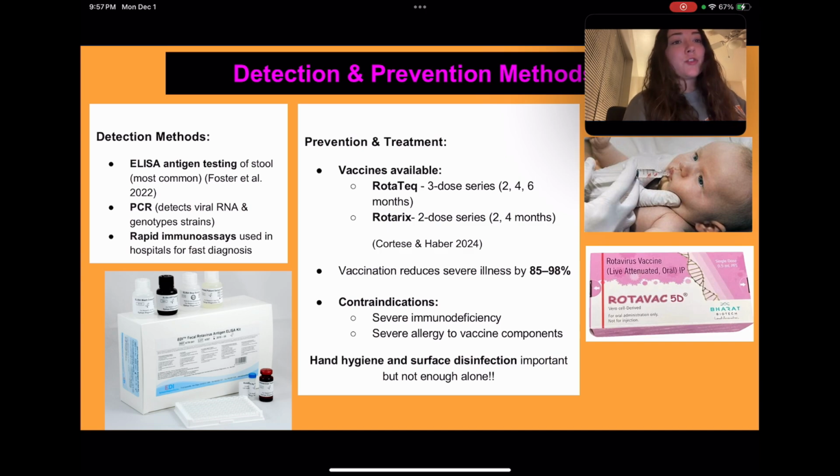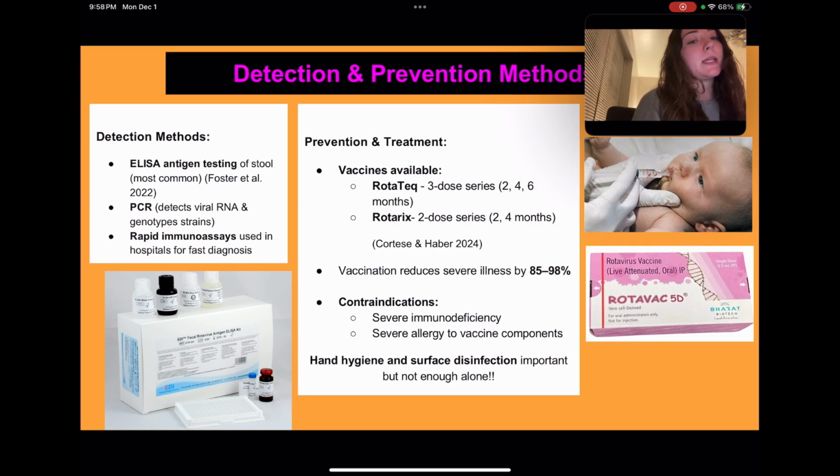Prevention and treatment. They have developed a vaccine. Both are oral, taken orally, and it's multiple doses over quite a few months. Here's what the vaccine looks like, and then there it is. That baby is being treated with that oral vaccine. The vaccination reduces severe illness by 85 to 98%.